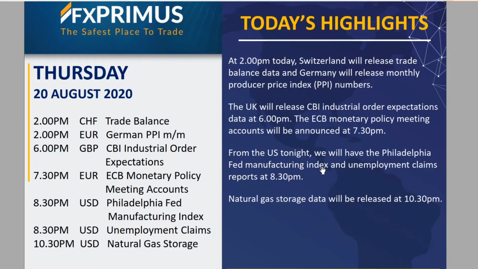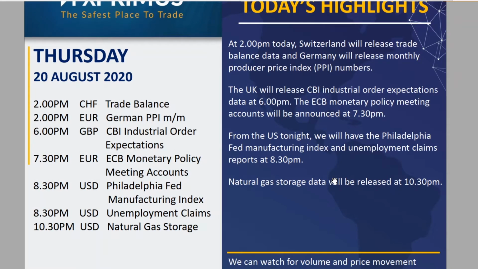Okay, then moving towards 7:30 p.m., the European Central Bank's monetary policy meeting accounts will be released at 7:30, and towards the U.S. markets tonight at 8:30 p.m. we will be having the Philadelphia Fed Manufacturing Index and also unemployment claims data from the US. Finally, we will end with the natural gas storage numbers at 10:30 p.m.